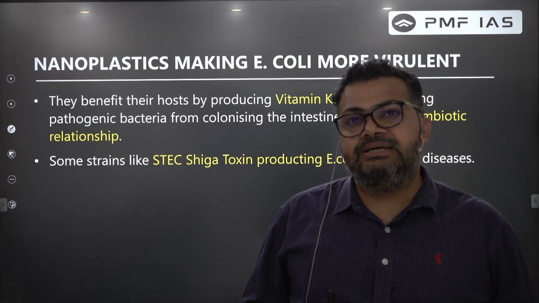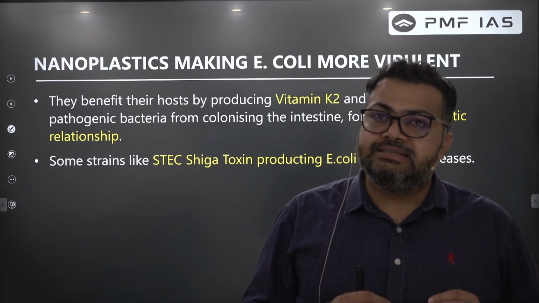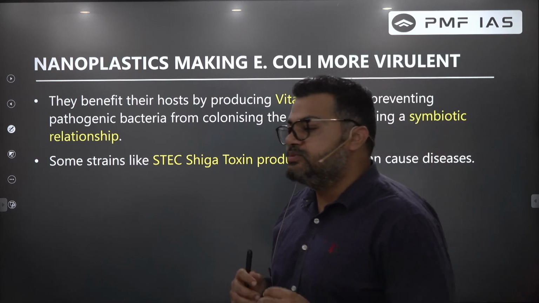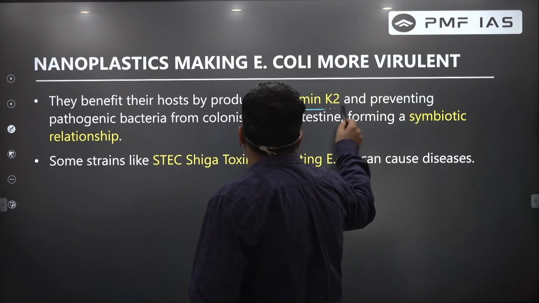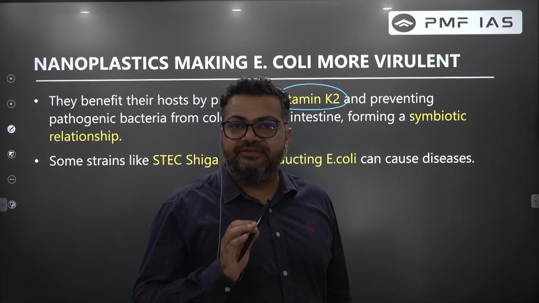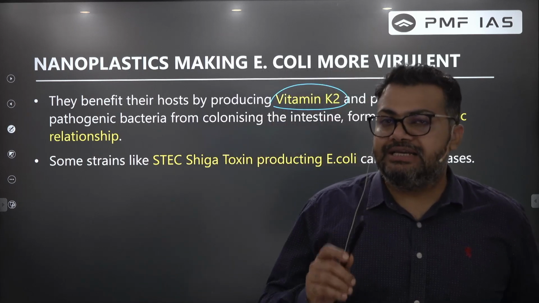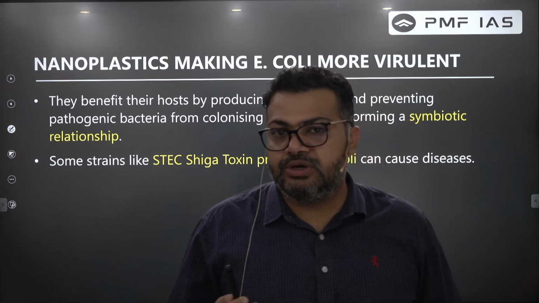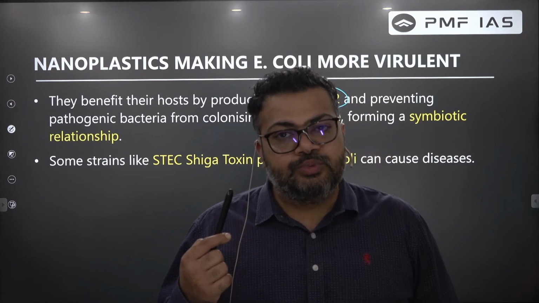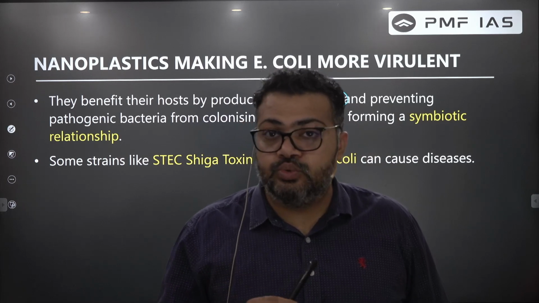E. coli basically helps in breaking down certain complex nutrients and helps in production and absorption of vitamin K2 in the human body, right? So otherwise E. coli is beneficial because it helps in better digestion, especially cellulose can easily be broken down by E. coli. And secondly, it helps in production and absorption of vitamin K2, right?